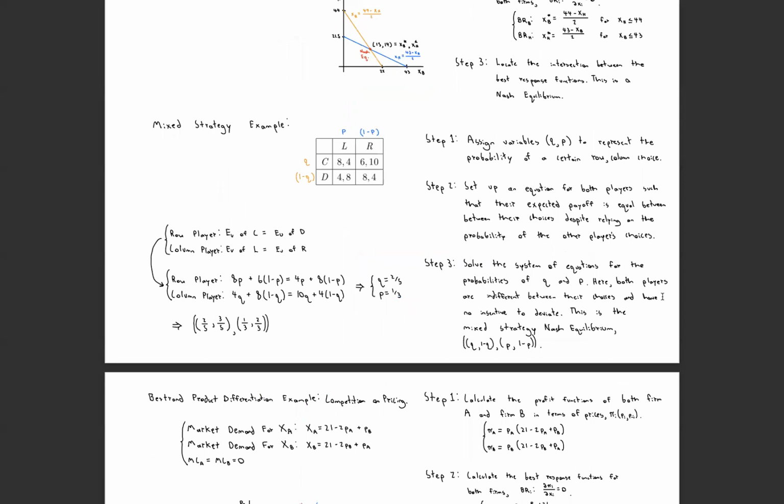Now, I believe the next thing you covered is mixed strategy. So that's going to look something like this, and we're going to have probabilities that are not just 50-50 or some sort of classical probability structure here. You'll see how it's set up. We've got P on the top for the column player's probabilities and Q for the row player's. Step one is going to be assigning variables, Q and P, like I just said, to represent the probability of a certain row or column choice.